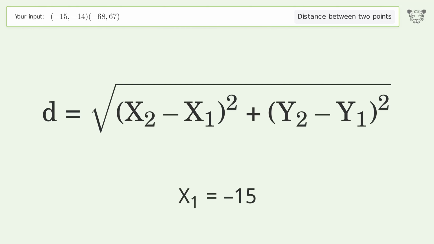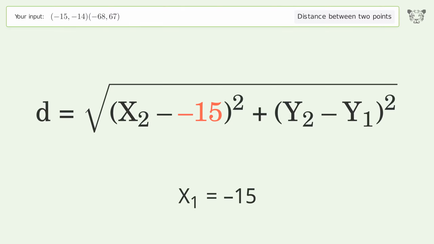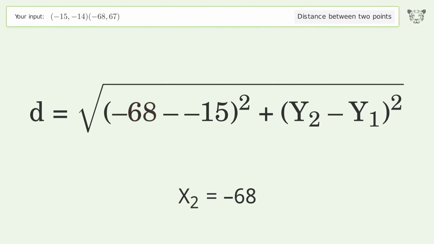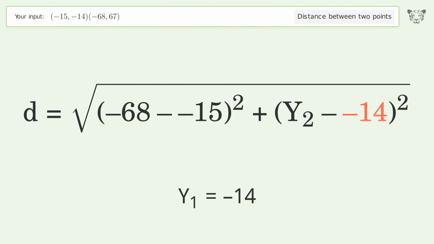x1 equals -15. x2 equals -68. y1 equals -14. y2 equals 67.